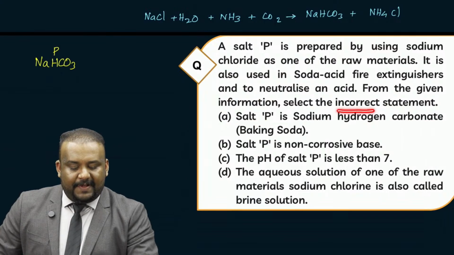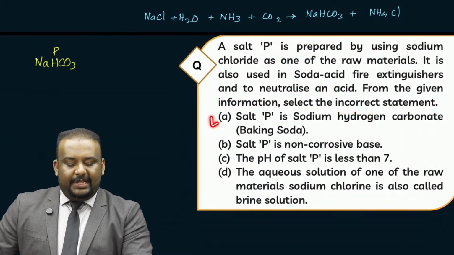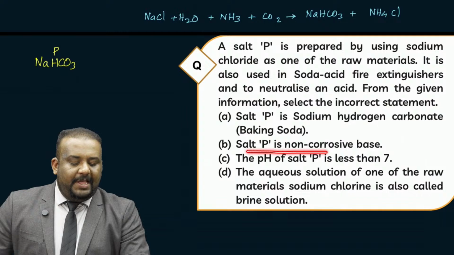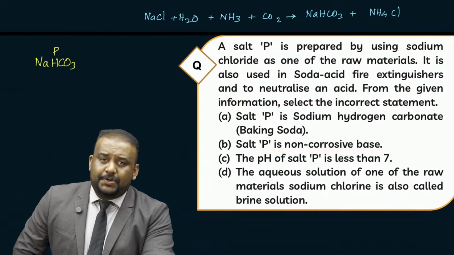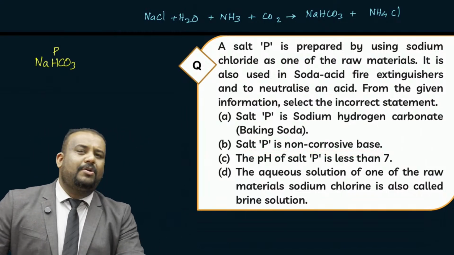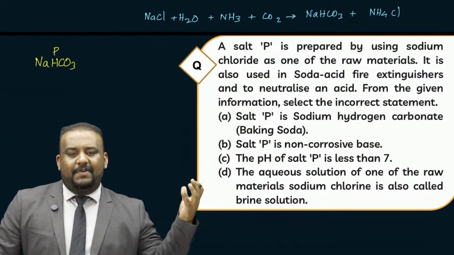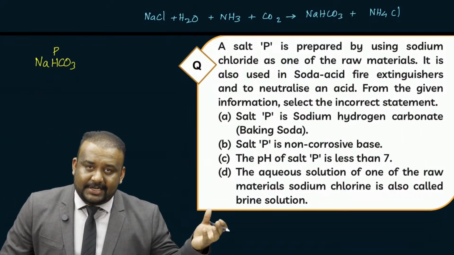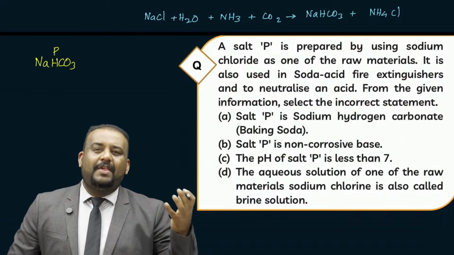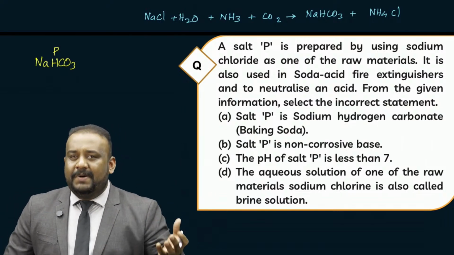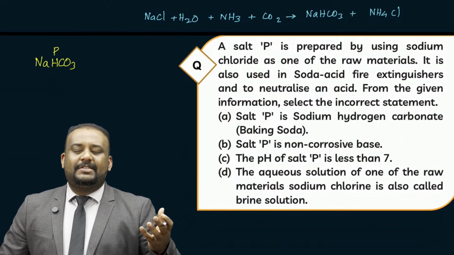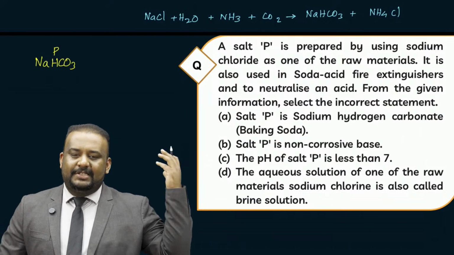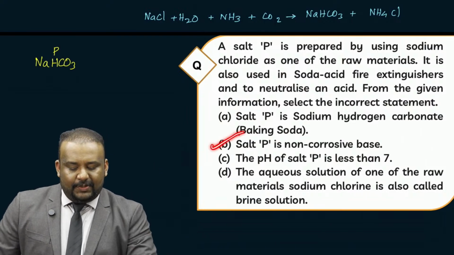They are asking us to find the incorrect statement. So it is baking soda. Salt P is a non-corrosive base. Very much true. So it's not a strong base, it's a mild base. That's the reason why it is even used as an antacid, isn't it? To get relief from acidity or gastric burns, we use antacids. So one of the most commonly used antacids is NaHCO3. So that is also correct.